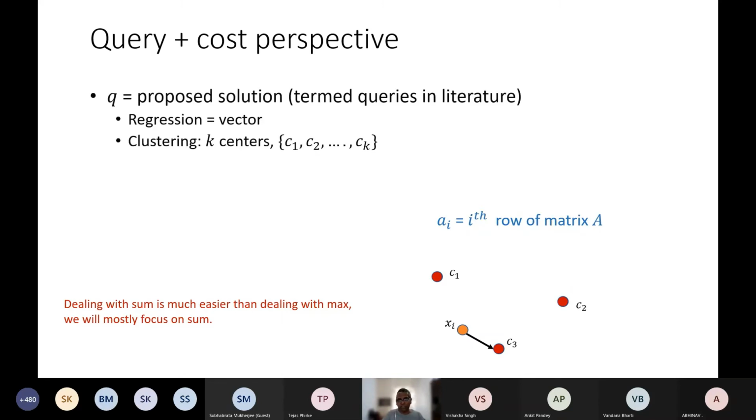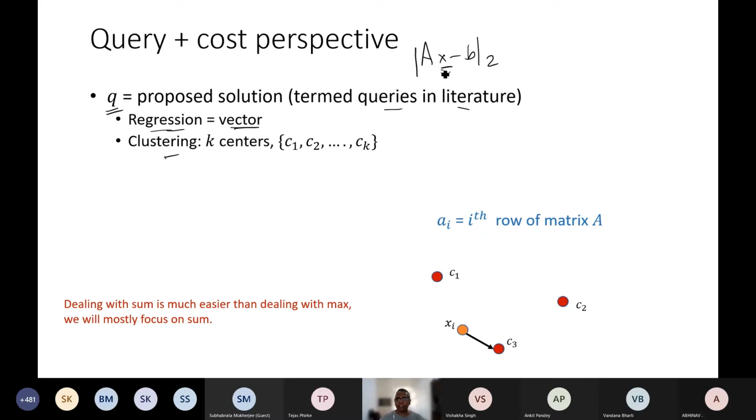So I'll need a little bit of formal notation, because I want to capture all of these problems in the same framework. What we will say is that we are trying to solve an optimization problem, and this optimization problem can be regression or clustering. We will denote Q as the proposed solution to the optimization problem. If you look at the literature, they call these queries. So if you're solving a regression problem or a classification problem, the query would be the vector x. Remember, we were trying to solve Ax minus b.